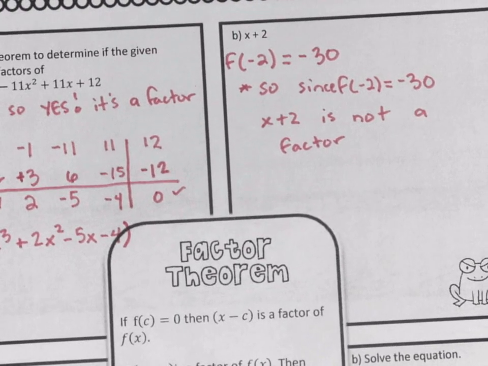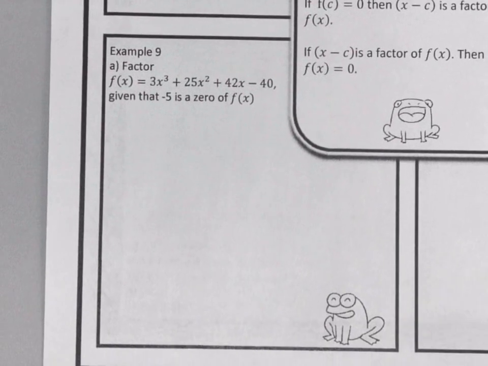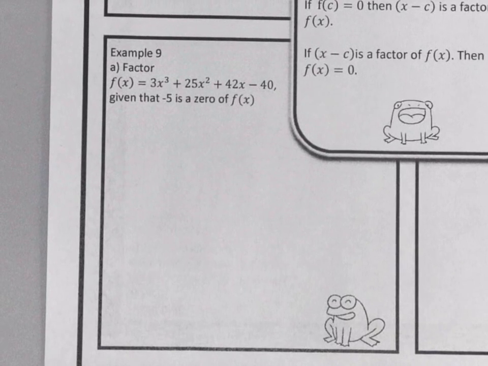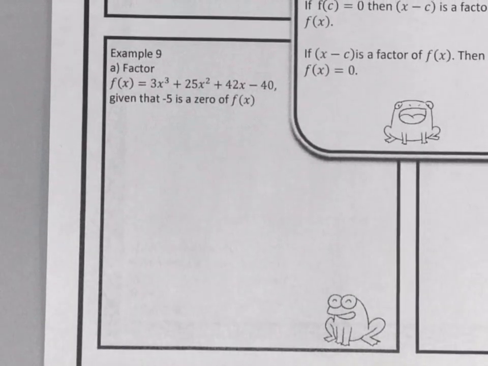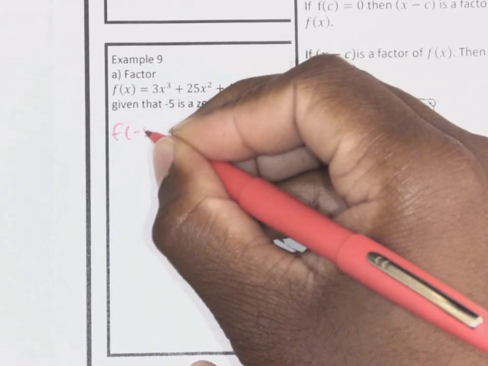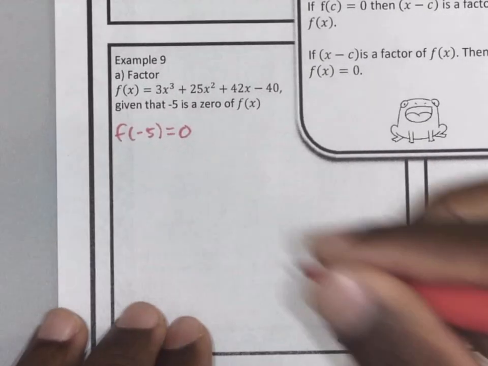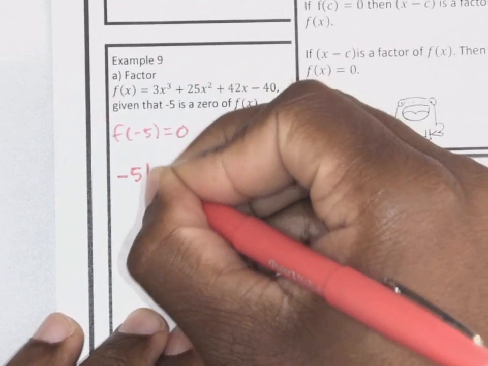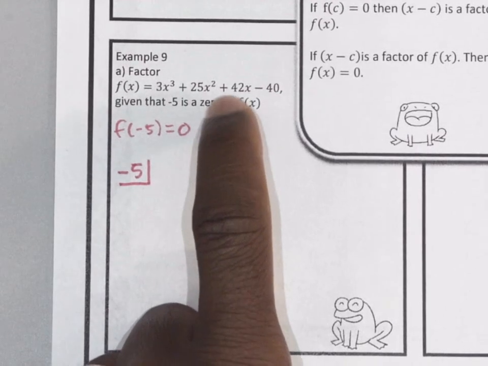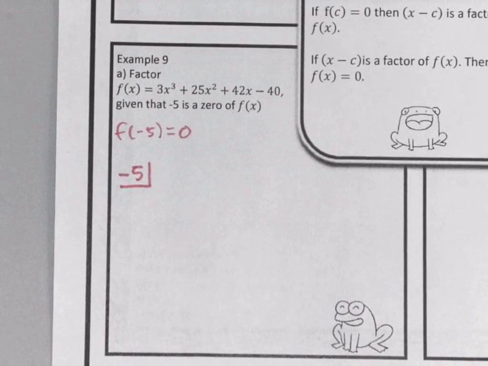All right, any questions? All right, so let's go to the next example. Down to the left, we read it, it says factor f of x given that negative 5 is a 0. So this is already telling us, we don't have to do the work, that negative 5 is a 0. So we know this to be true. So we can go ahead and do synthetic division using negative 5. Since it tells me that this is a 0, after we do synthetic division, the remainder should be 0. And then we'll keep going from there.